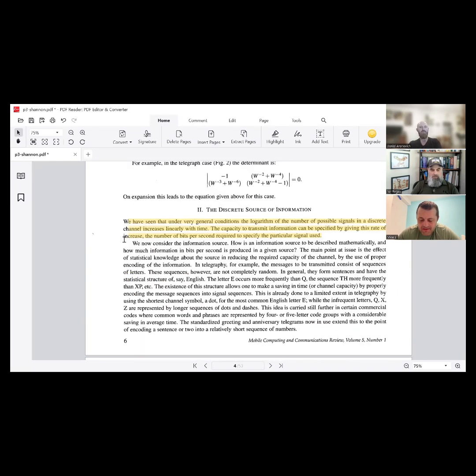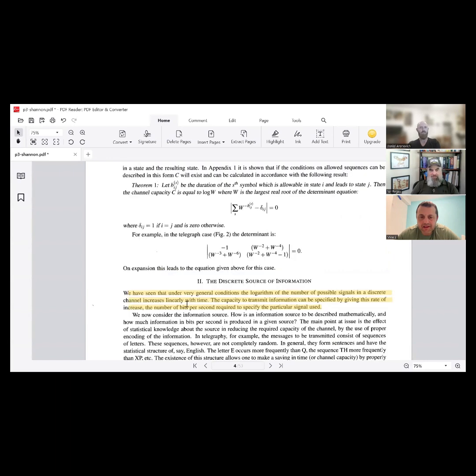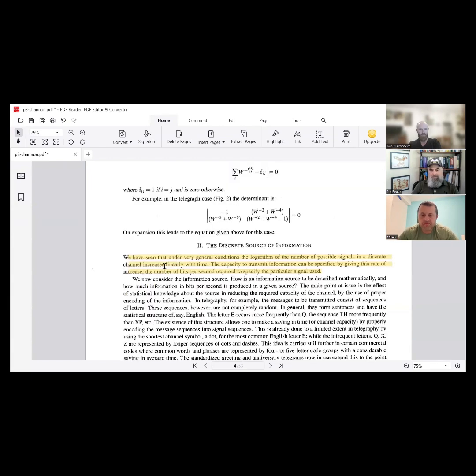He says we have seen that under very general conditions, the logarithm of the number of possible signals in a discrete channel increases linearly with time. The capacity to transmit information can be specified by giving this rate of increase, the number of bits per second required to specify the particular signal used. So I think when he says that it increases linearly in time, that's why we can use log. I didn't get what he said here.